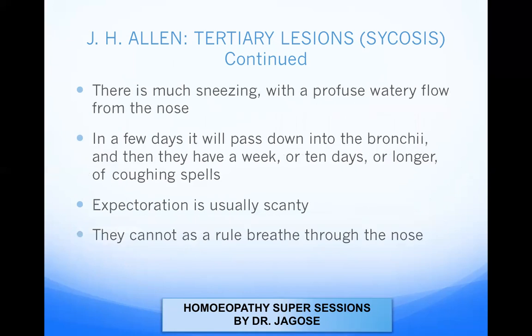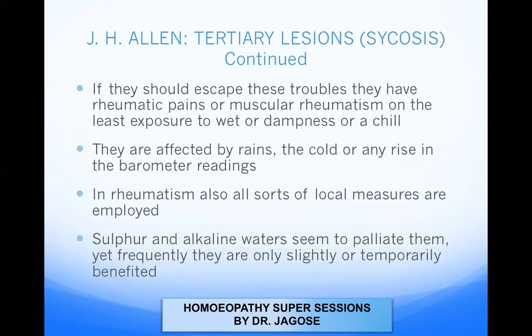There is much sneezing with a profuse watery flow from the nose. In a few days, it passes down into the bronchi, and they have a week or 10 days or longer of coughing spell. So once the discharge settles into the bronchi, it will take around 7 to 10 days or even longer for the coughing spells to subside. Expectoration is usually scanty, and they cannot, as a rule, breathe through the nose, or there will be nose block. They will have difficulty in breathing through the nose.